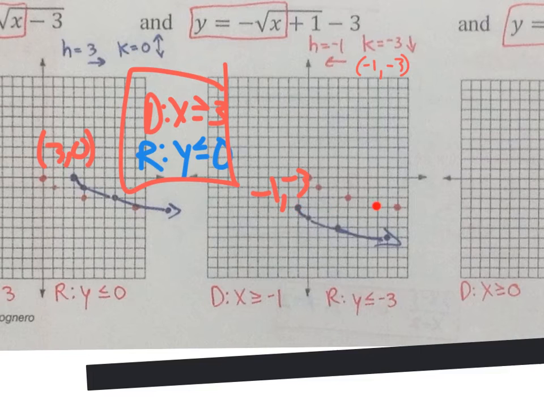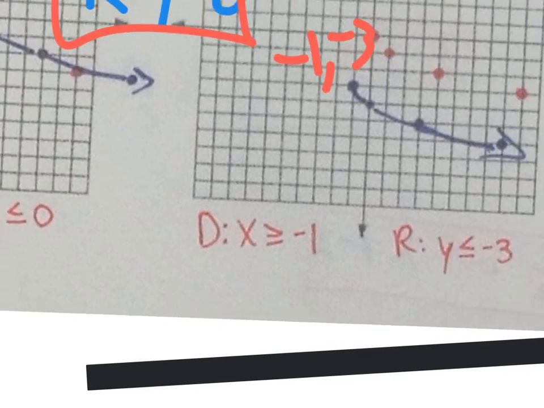With regards to left and right, from this beginning point, do you go left or do you go to the right? You're going to the right, which means it's greater than your x value. So what is your x value? Your x value is -1. So you're going to say that your domain is x is greater than or equal to -1.